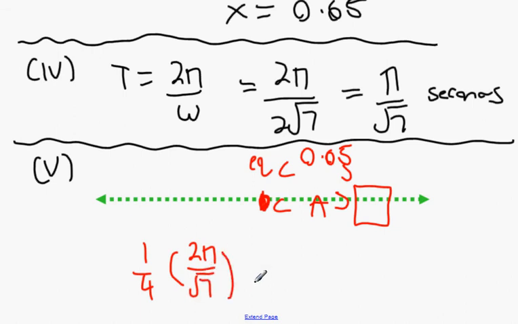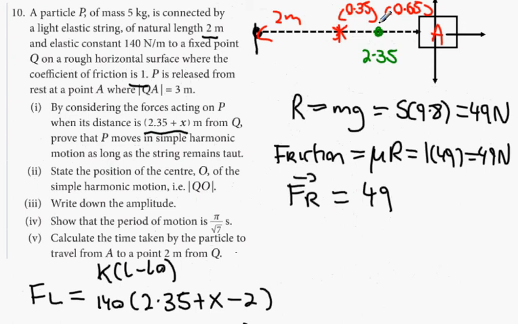Not pi over 7, sorry, just pi over root 7, which gives you 0.2968 seconds. So now all of a sudden, you're in the middle. You're now at the equilibrium point. And you now need to travel a further 0.35 meters, correct? So what we need to do next is, we're now starting off at the equilibrium point. Start the clock again from the equilibrium point.